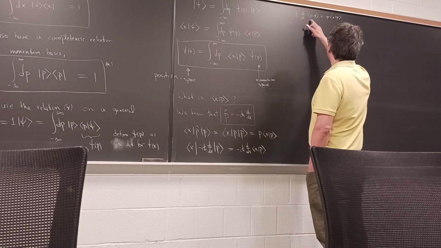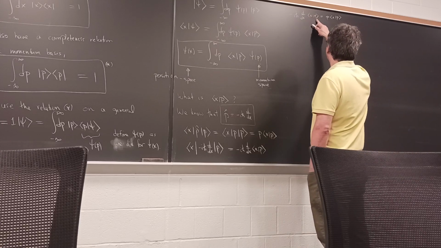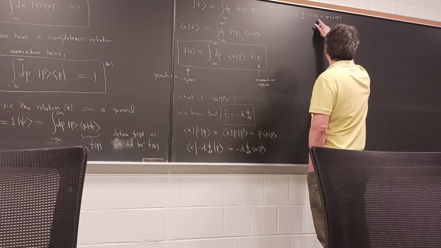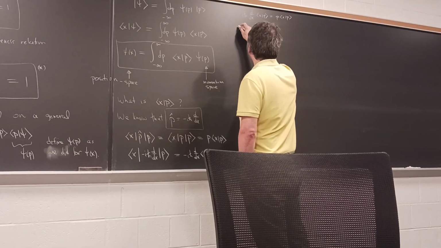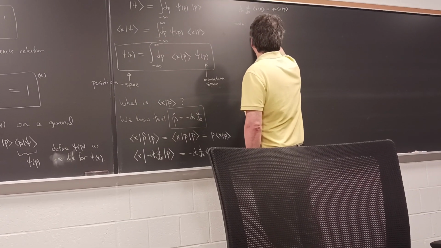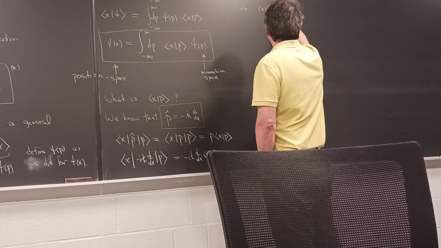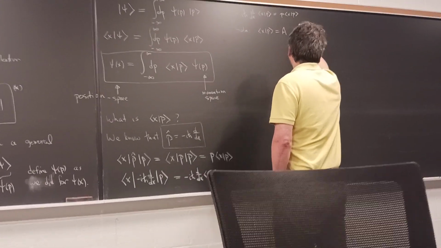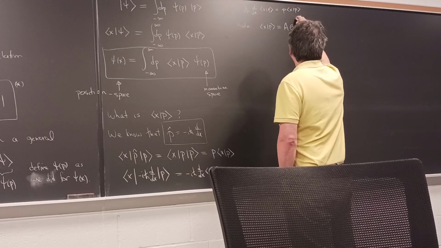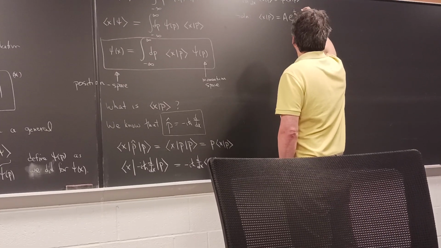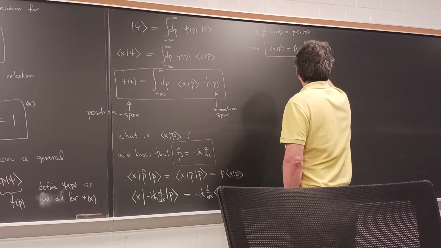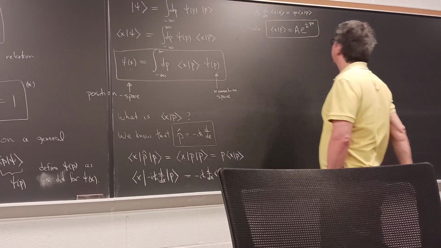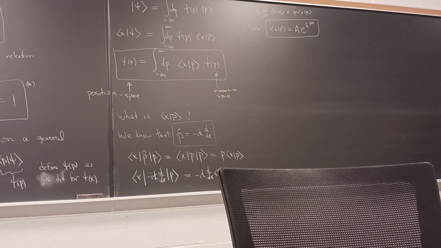So that means that I take the derivative of this thing, and it gives me i over h bar p times that same thing again. So the solution is psi_p of x equals some constant A, e to the i over h bar p x. Okay, it's an exponential.